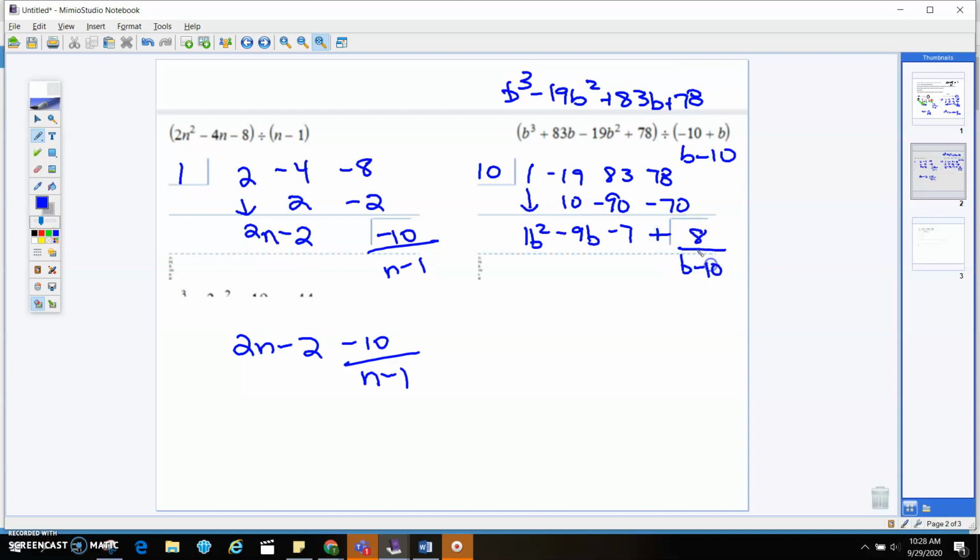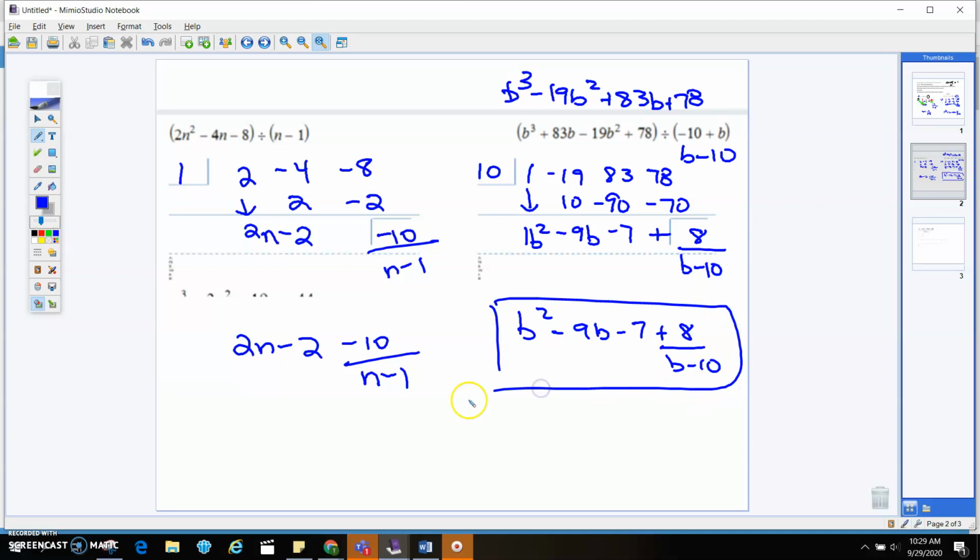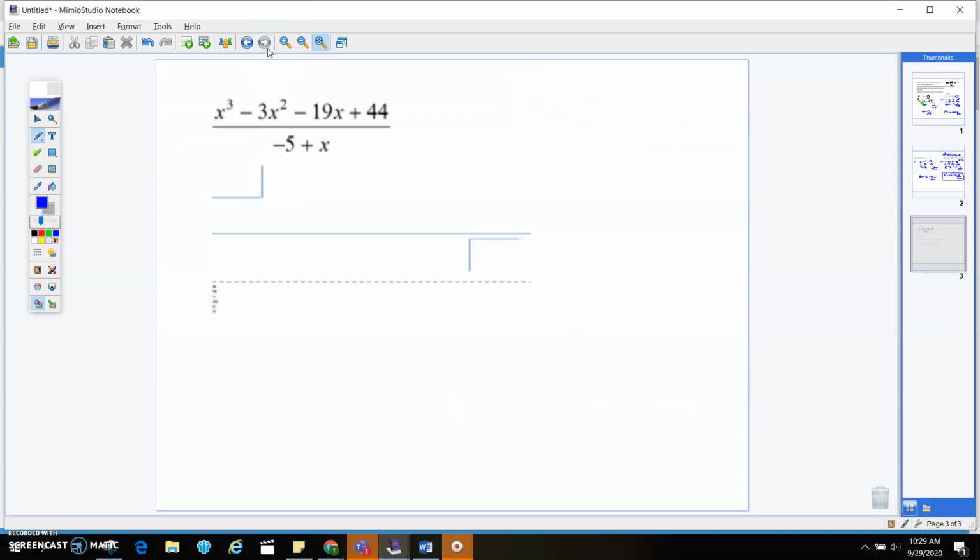We want to make sure that we write the divisor under the remainder. So our final answer is going to be b squared minus 9b minus 7 plus 8 over b minus 10. Go ahead and take a moment, pause the video, and try this one on your own.